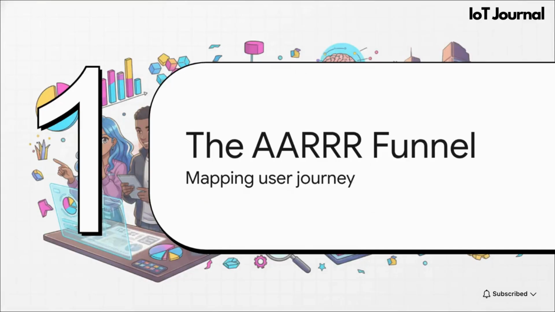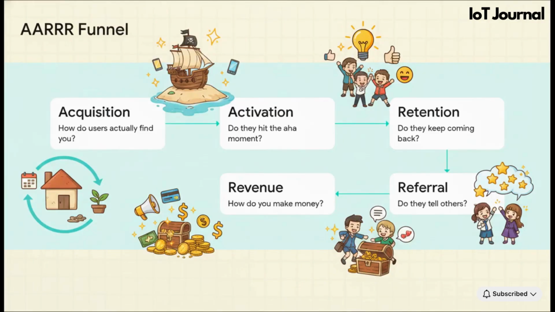All right, section 3, the AARRR funnel. Now, this is famously known as the AARRR funnel, or affectionately pirate metrics. It beautifully maps out the entire life cycle of a customer from start to finish. Step 1 is acquisition. How do users actually find you in the first place? Step 2 is activation. Do they have a great first experience and hit that critical aha moment?